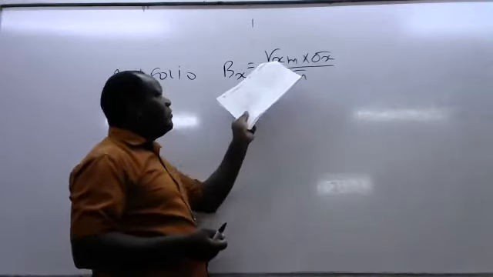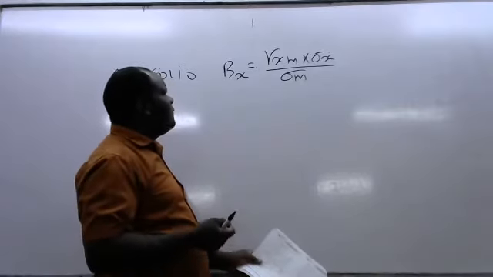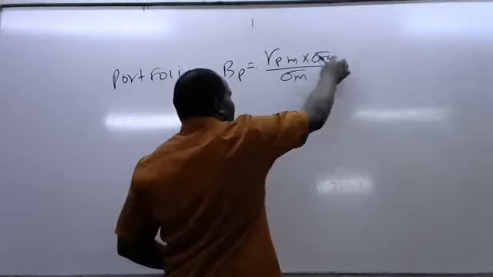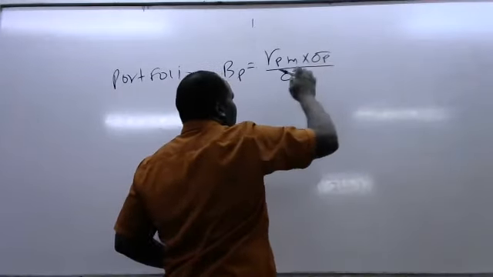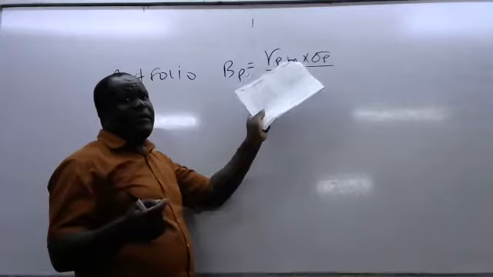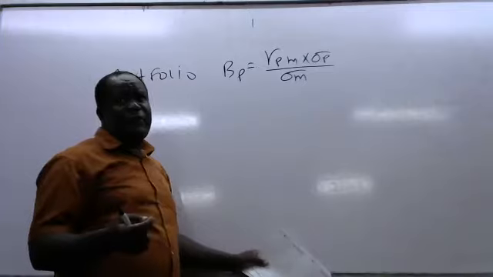You get the correlation coefficient between the security and the market, multiply by the standard deviation for the security, then divide by the standard deviation for the market. Or maybe you can write it this way, the beta for the portfolio: you get the correlation coefficient between the portfolio and the market, multiply by the standard deviation of the portfolio, divided by the standard deviation for the market. We can have it presented like that.